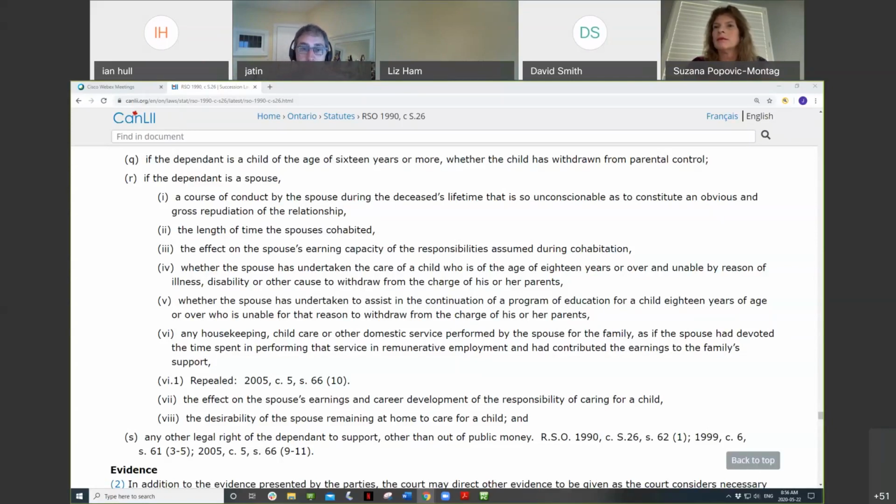Suzana, did you have anything else to add on the interim piece? Because we're going to move to some drafting issues now, if not.